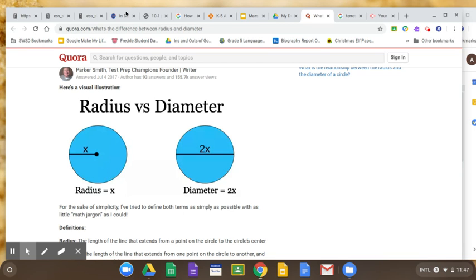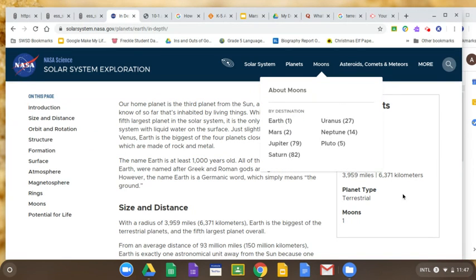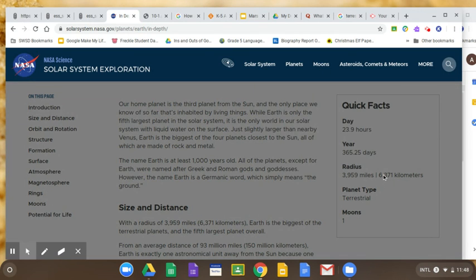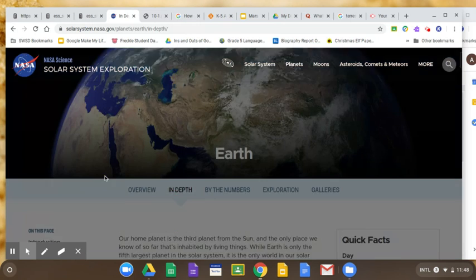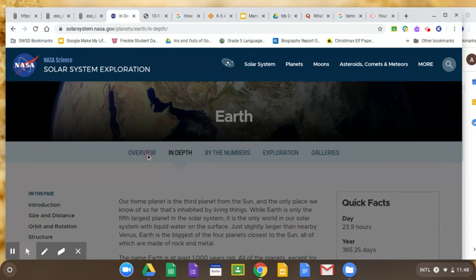So we're going to go back here. We're going to look at it with kilometers right here, which says 6,371 kilometers. So we're going to take that number and times it by 2, and that would be the diameter of Earth. Okay, next thing on here. It says, is your planet mostly solid or gas? So I would go back to overview.